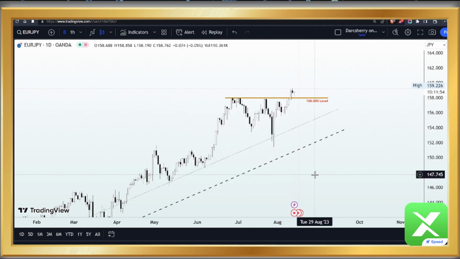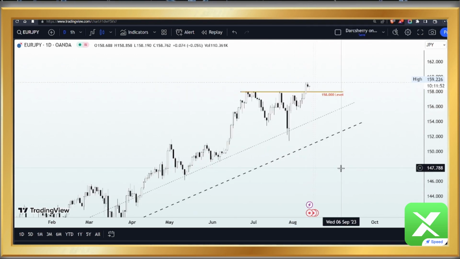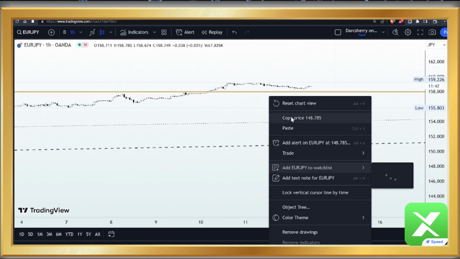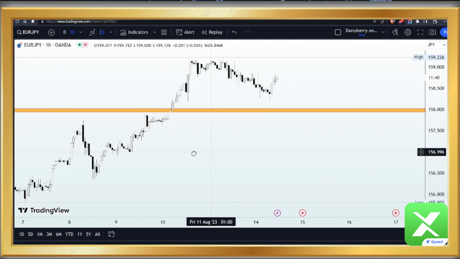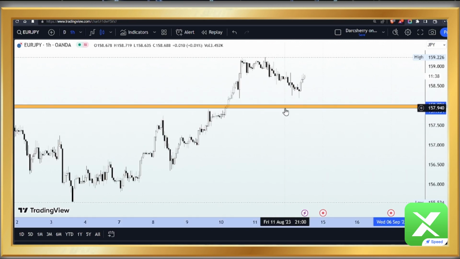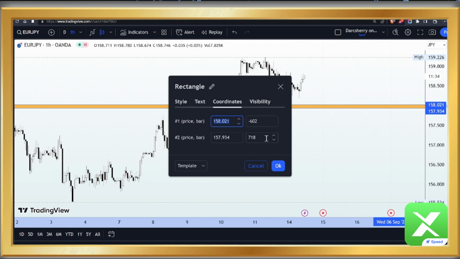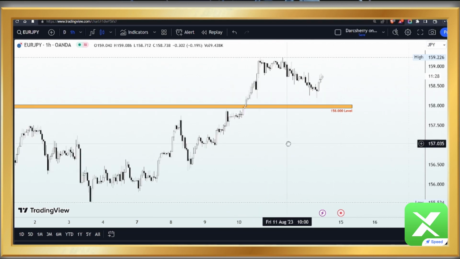Now, with this information we have on the daily time frame, we would like to scale down to a much lower time frame to see things more clearly and see how participants in this market have been reacting to this current zone. So I'm scaling down into the 4 hours time frame here. Let me adjust this a little bit so that we can see. Okay, so we have the 158 around here.